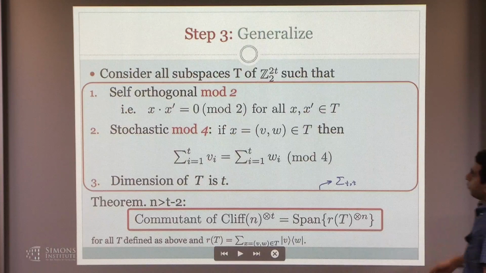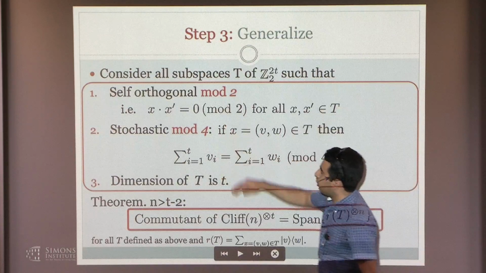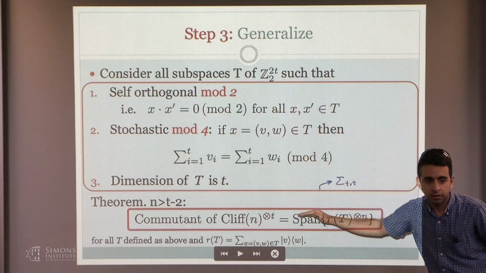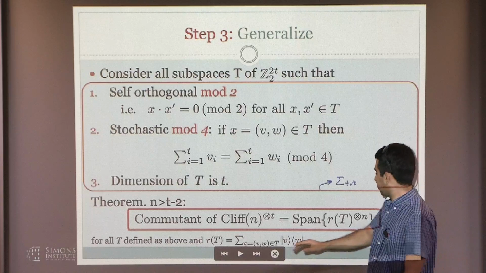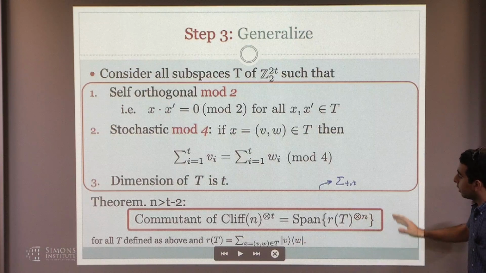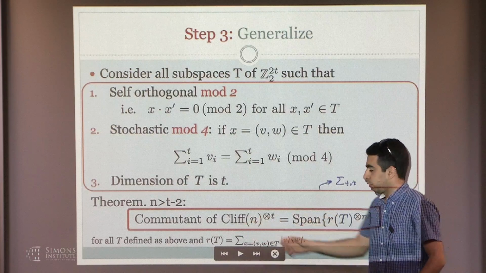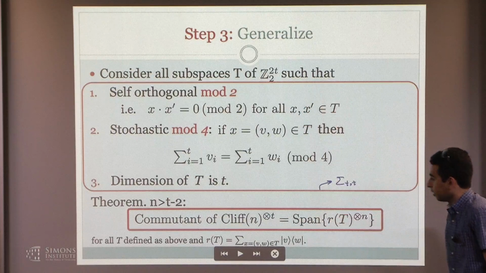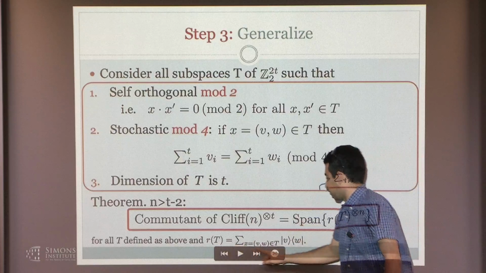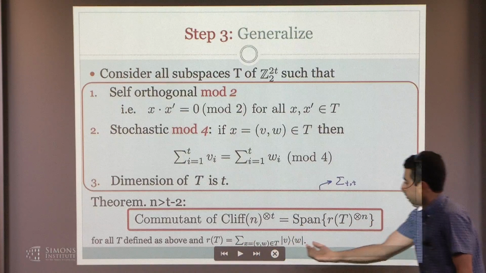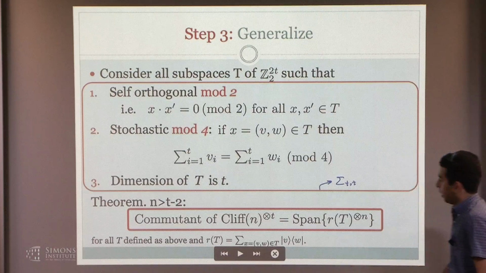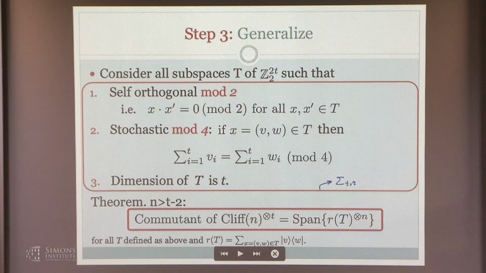And now the theorem is to generalize this. Instead of permutations, consider all possible subspaces that have these 3 properties. And the theorem shows that if I look at R_T tensor n, they will be in the commutant of the Clifford group. So instead of permutation, I use this kind of subspaces. And I define the R_T operator in this form. Put the first T elements in the ket, last T elements in the bra, and they form the commutant. And that's it. Thank you.